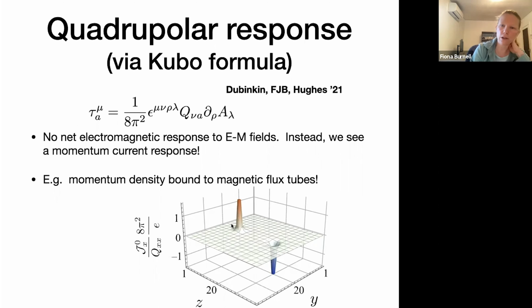And so here's a picture, again, of this numerical verification. You could put a pair of magnetic fluxes in your system, and you can measure the momentum density at different areas, and you can see that, in fact, you get these oppositely bound momentum densities on these two flux tubes.